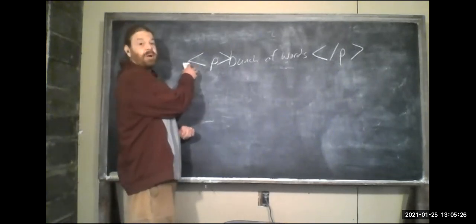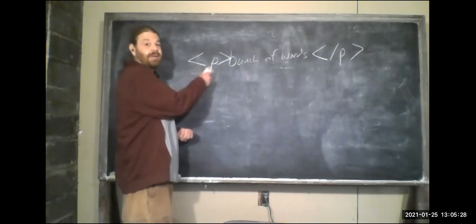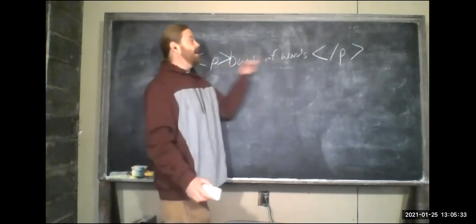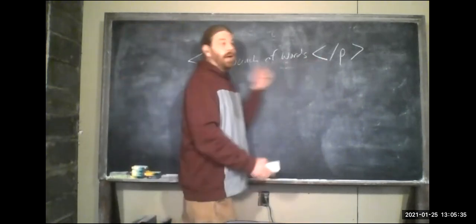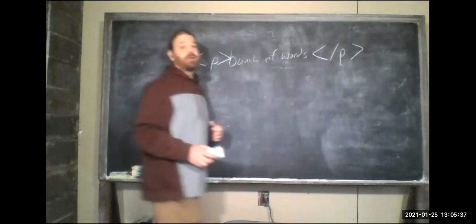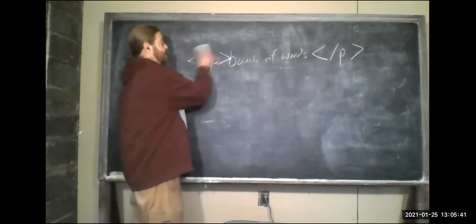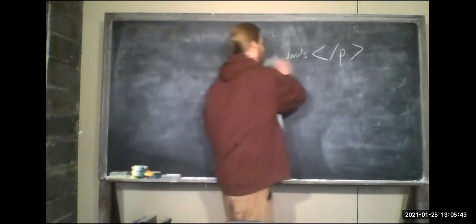I'm going to go ahead and erase this. That was just a quick example, just a bunch of words, kind of what we saw last week. And we surround our data with these tags, and then the whole thing together is called an element. So this will be referred to as a paragraph element. Just a little bit of terminology there.